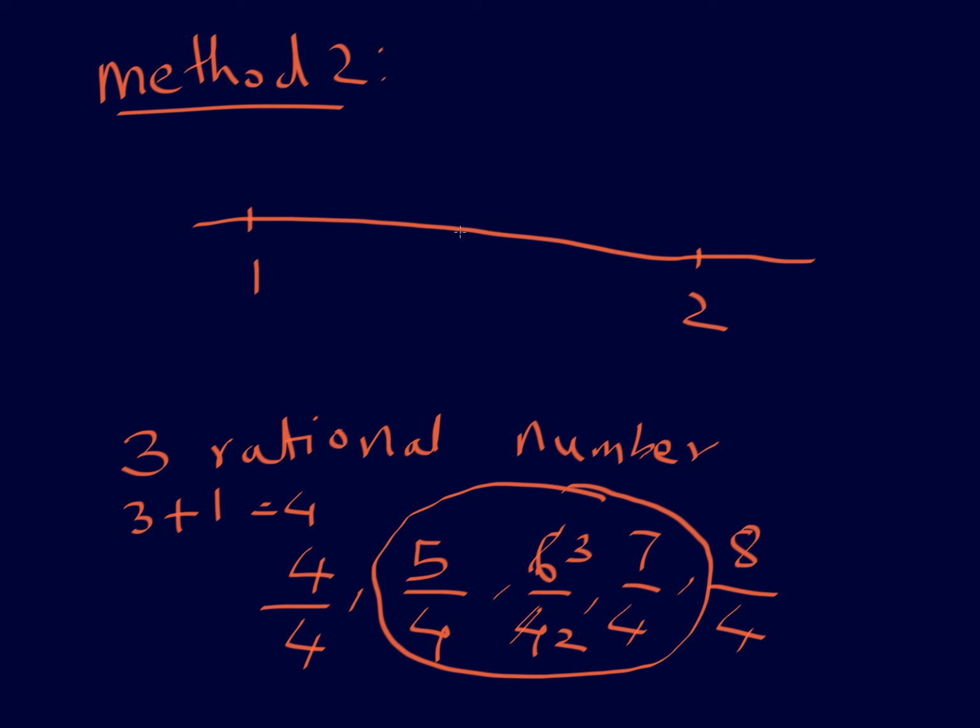Now the next topic is, we know how to find these rational numbers, or any number of them, between two integers, but is that all there is on the number line? The answer is no. There are irrational numbers as well, and that will be the topic of the next session.